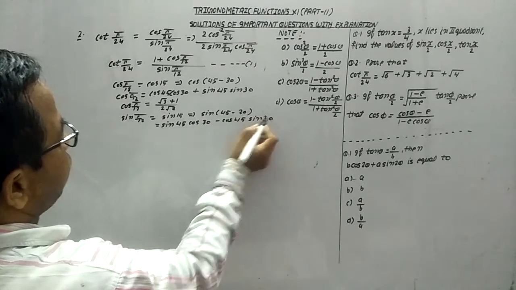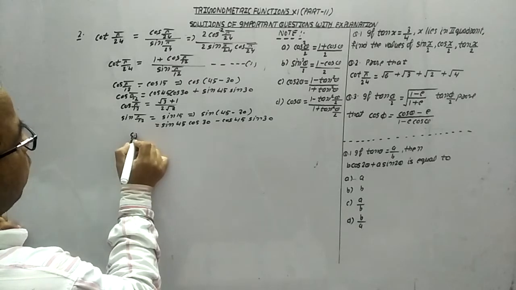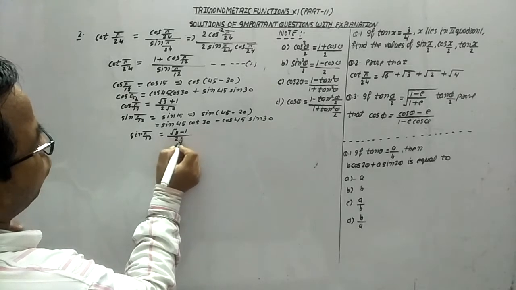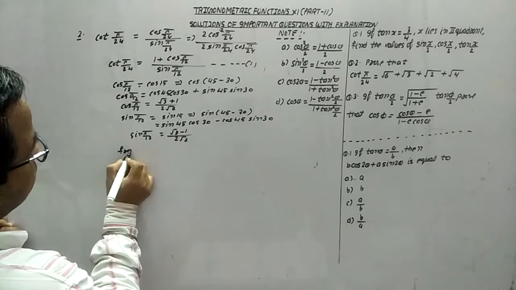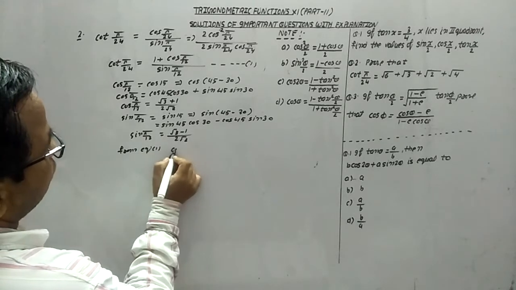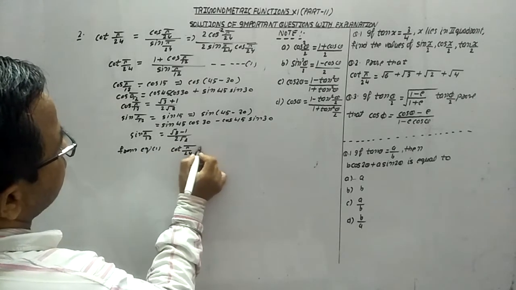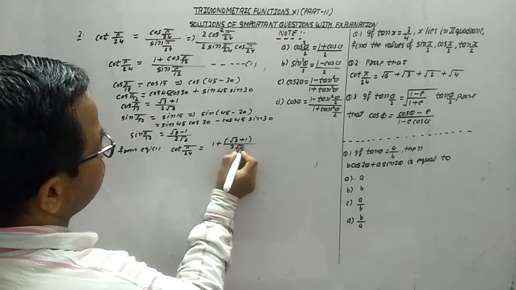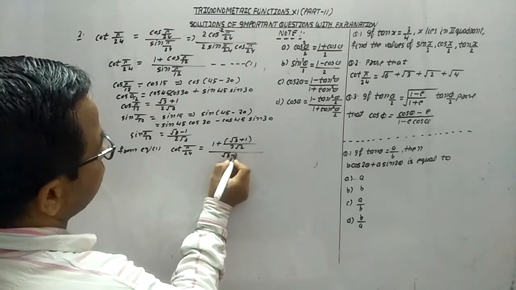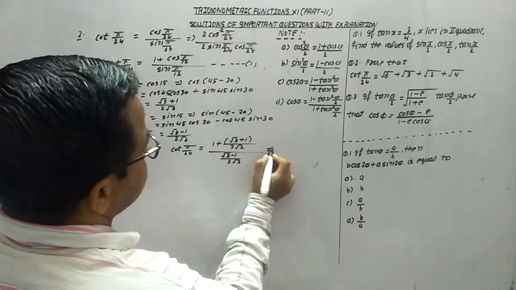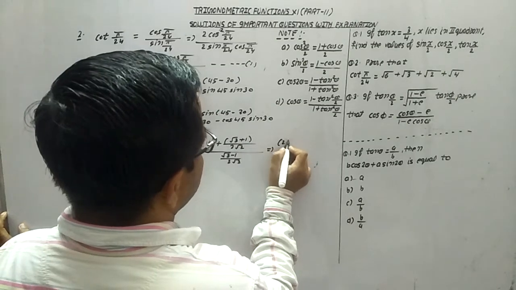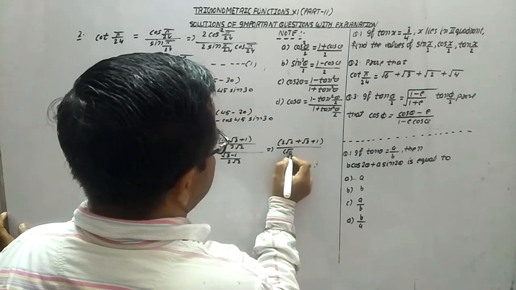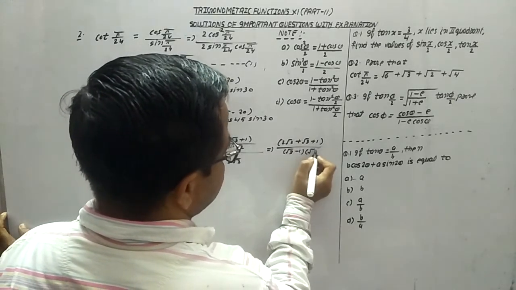Therefore if we put in all these values, we will get sin pi by 12 is equal to (root 3 minus 1) upon 2 root 2. Now from equation 1 we will get cot pi by 24 is equal to 1 plus (root 3 plus 1) upon 2 root 2, and this is (root 3 minus 1) upon 2 root 2. It means after taking the LCM, this is (2 root 2 plus root 3 plus 1) upon (root 3 minus 1). Now we will do the rationalization also.